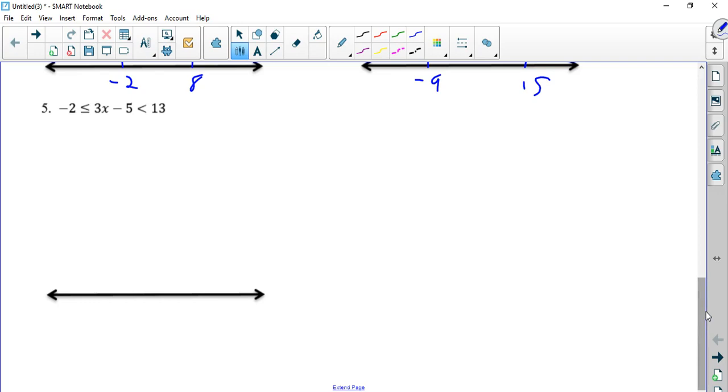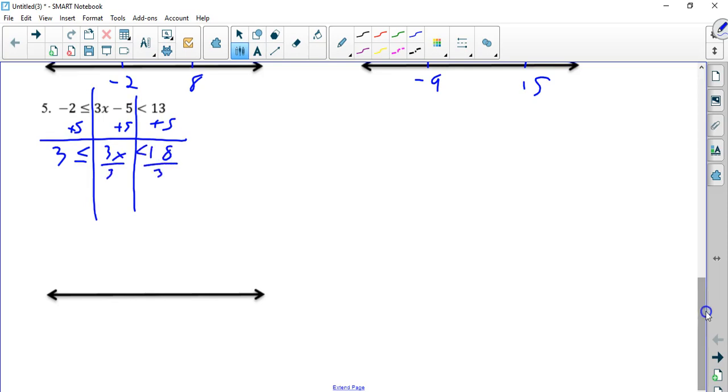Okay, number 5, I'm just going to do this the 3-column way. If you prefer doing it twice, that's fine. So I'm going to add 5 in all 3 spots. 5 minus 2 is 3, that less than or equal. 3x is left, and then that's going to be 18, and it's going to be less than. Now I'm going to divide by 3 in all 3 columns. 1 less than or equal to x, or x is greater than or equal to 1, and x is also less than 6.